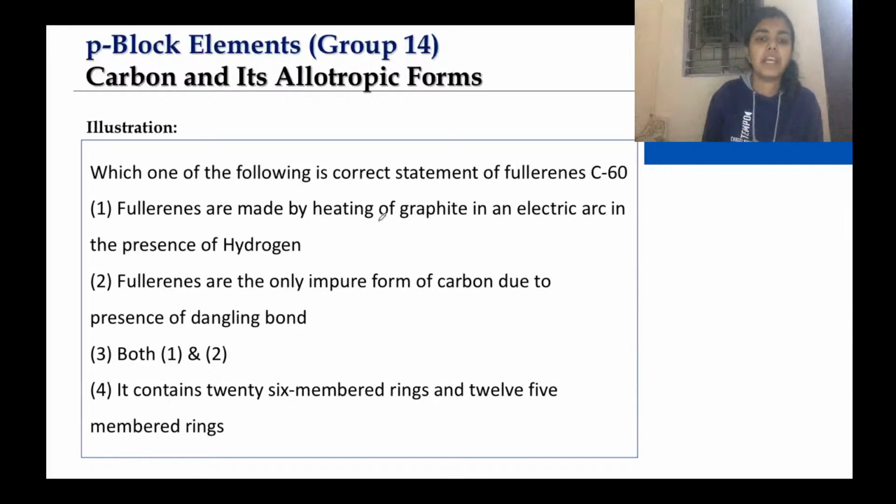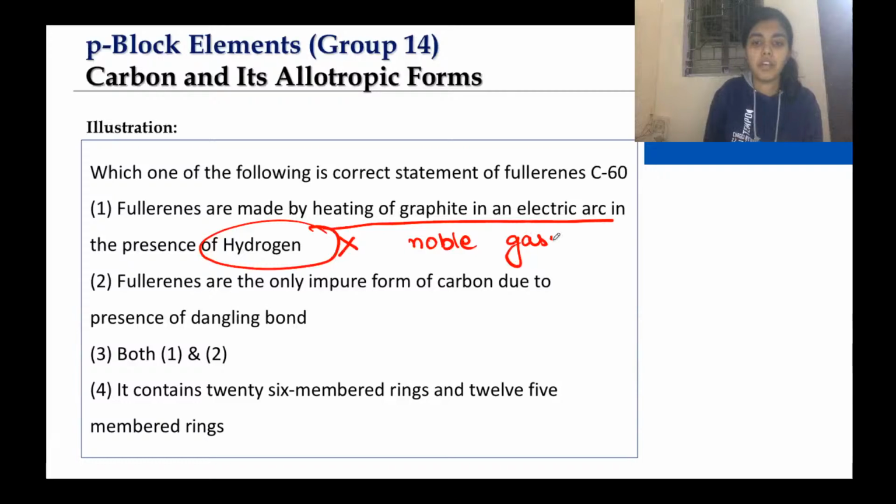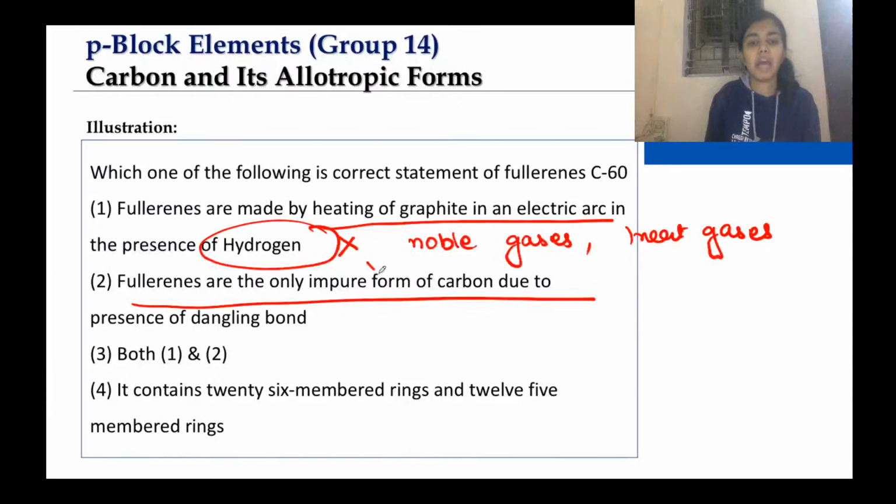See, fullerenes are made by heating of graphite in an electric arc, not in presence of hydrogen, but in presence of noble gases or inert gases. So first one is incorrect. Second one is fullerenes are the only impure form of carbon. That is also incorrect because it is the pure form of carbon.